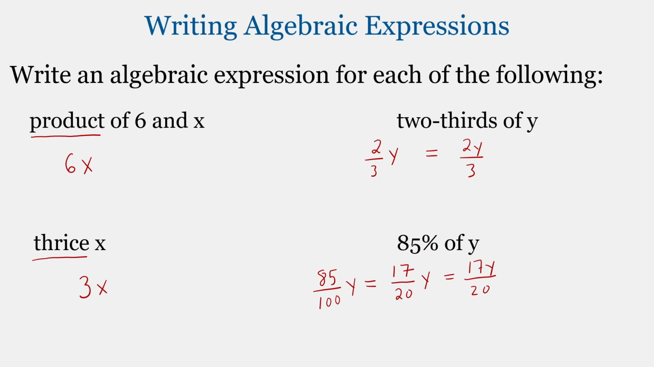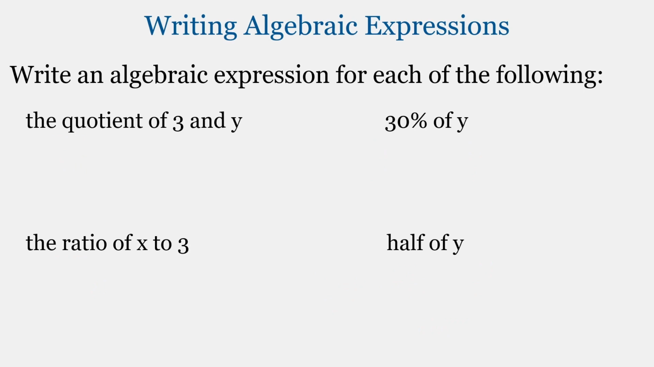But we can also use decimals. 85% in decimal form is 0.85y. The quotient of 3 and y. Again, when we were looking at multiplication, order didn't matter. But order does matter with division. So when we find the quotient of 3 and y, the first number will be the numerator on top, and the second number will be the denominator. So that's 3 divided by y.